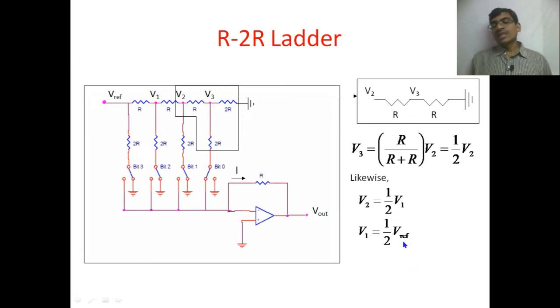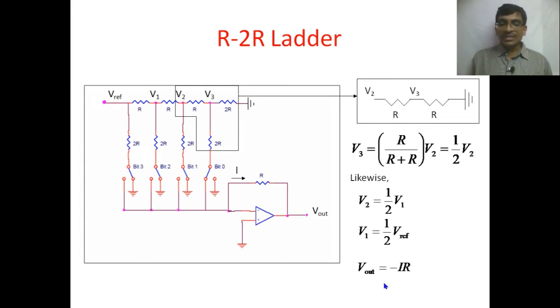Okay, this VRF value we know, that's why we are going to substitute this 1 by 2 in the place of V1 in the V2. So V2 is equal to 1 by 2 V1, right? Now we are substituting instead of V1, 1 by 2 V reference, then V2 becomes 1 by 2 into 1 by 2 V reference, which is 1 by 4 V reference. If you substitute this V2 in the V3 equation, 1 by 2 into V2 is 1 by 4 V reference. That's why 1 by 2 into 1 by 4 V reference, which is 1 by 8 V reference.